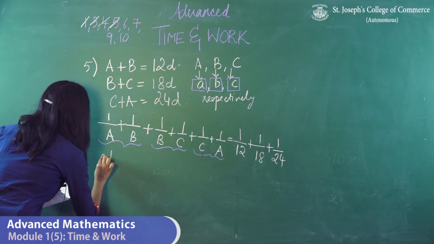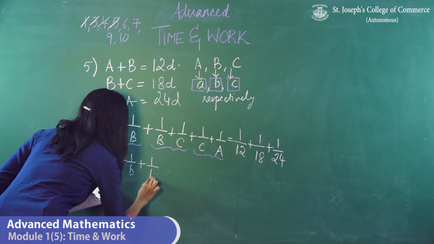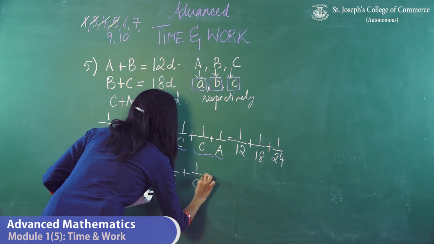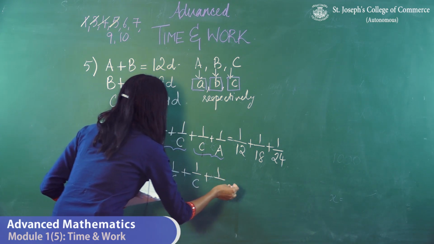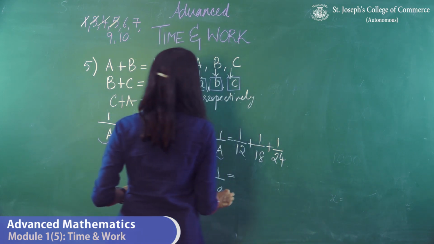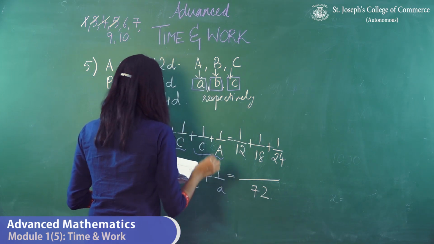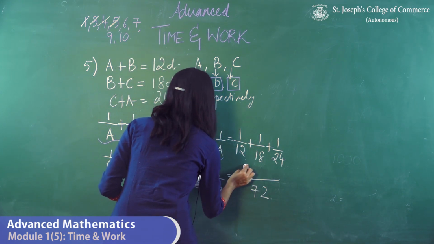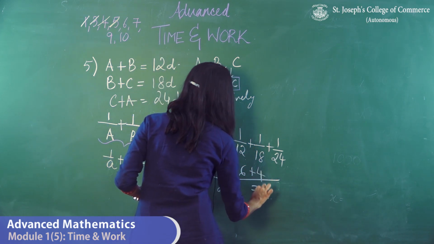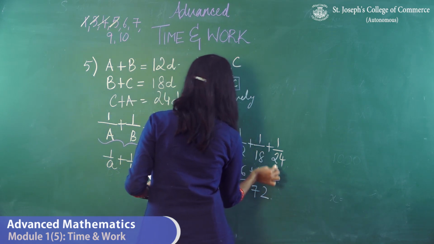So it will be 1 by a plus 1 by b plus 1 by b plus 1 by c plus 1 by c plus 1 by a is equal to, finding the LCM will give me 72. So this would be 72. 12 into 6 will give me 72, so 6. 18 into 4 gives me 72, so plus 4. And 24 into 3 gives me 72, so plus 3.